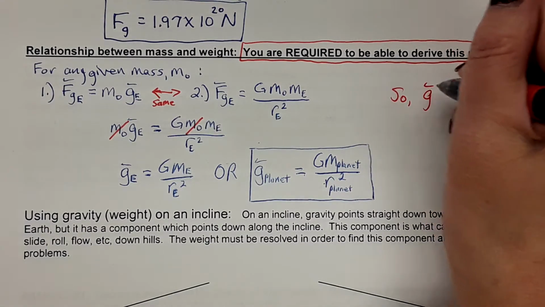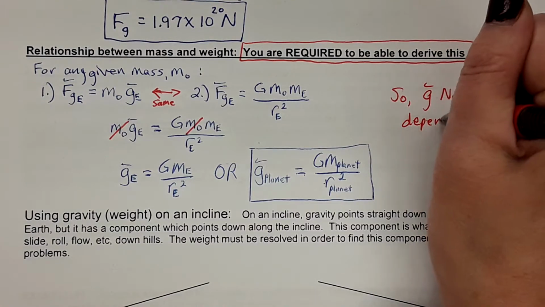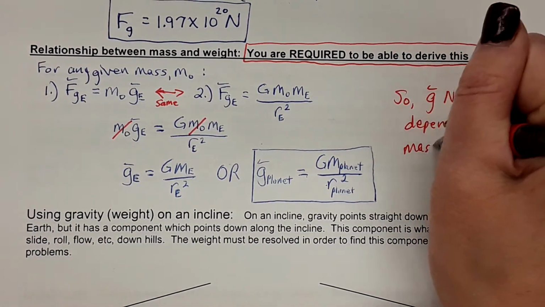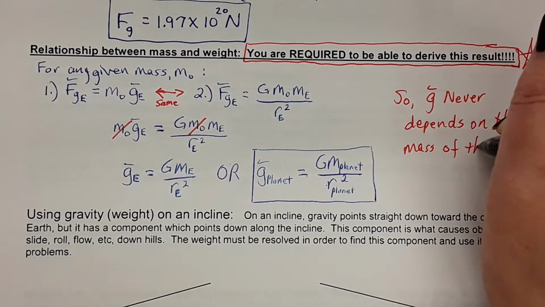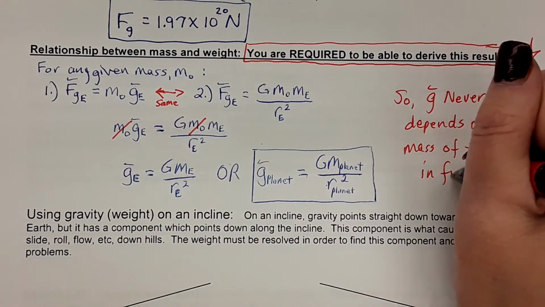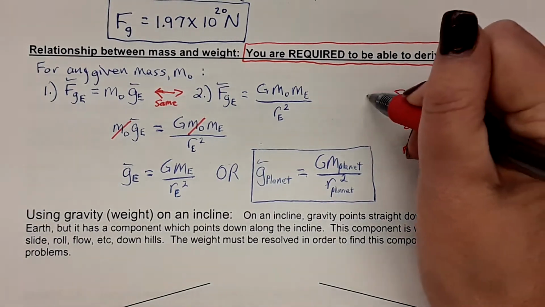All right. G never depends on the mass of the object in free fall. Okay?